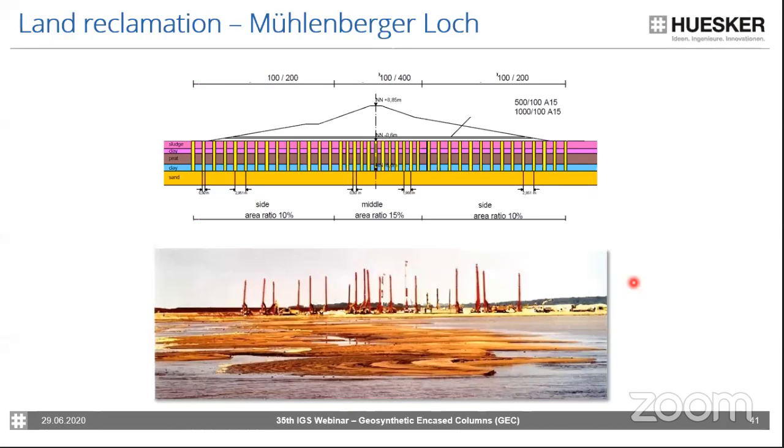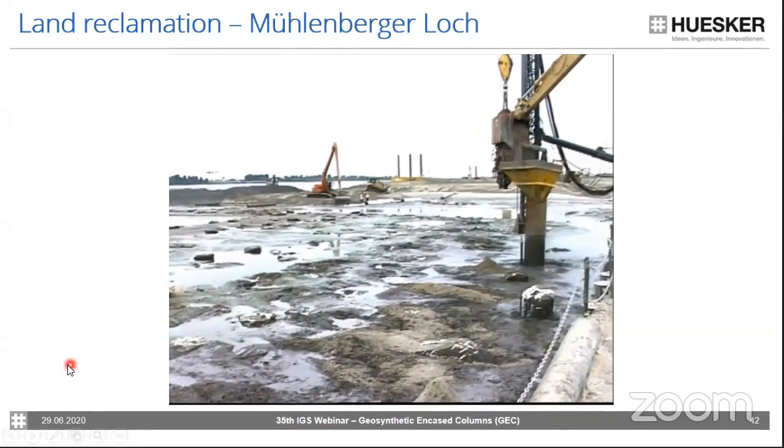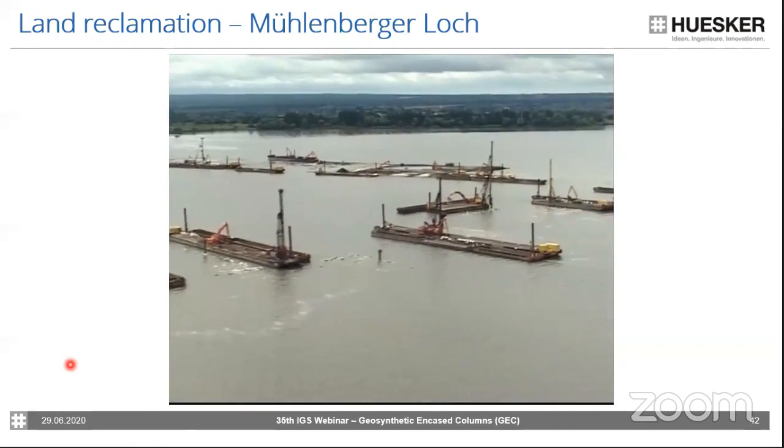This is one picture during construction. Because I told you this area was influenced by the tidal range, and therefore they really brought a lot of rigs during low tide to the site to install the columns in the dry. But they also used barges in areas with higher water level or in low tide.